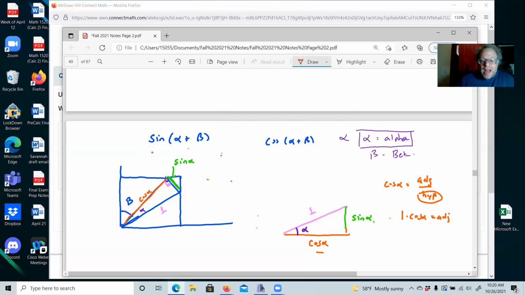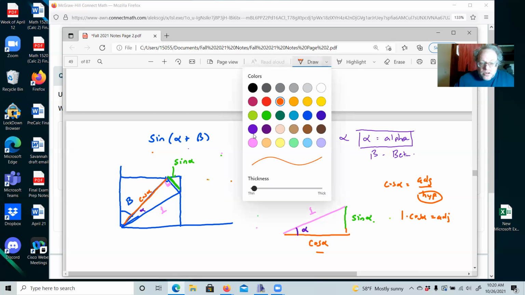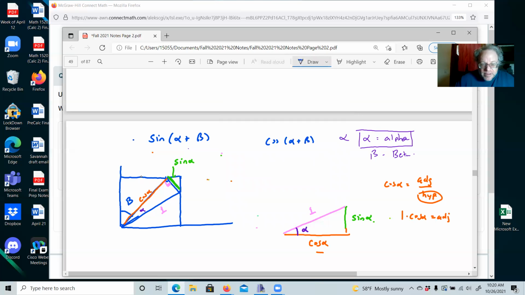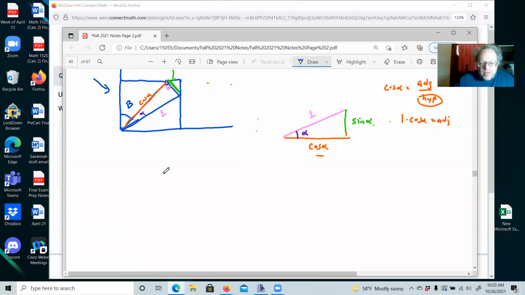So we have this one middle triangle with the alpha completely defined. The hypotenuse is 1, we have sine alpha, and we have cosine alpha. Now we're going to turn down a little bit and go to the outside triangle.